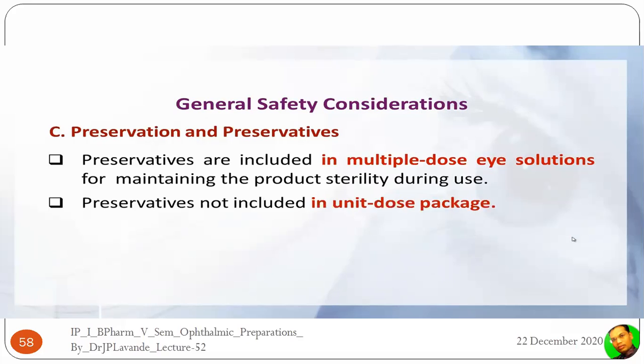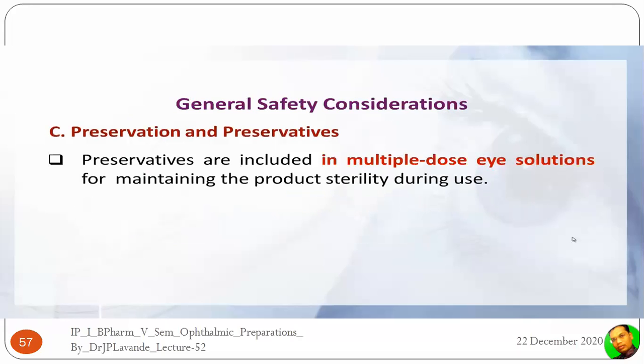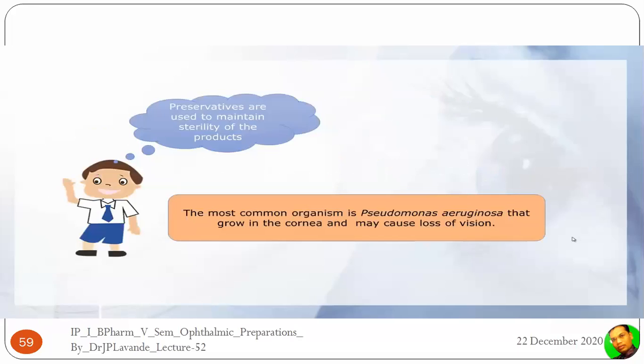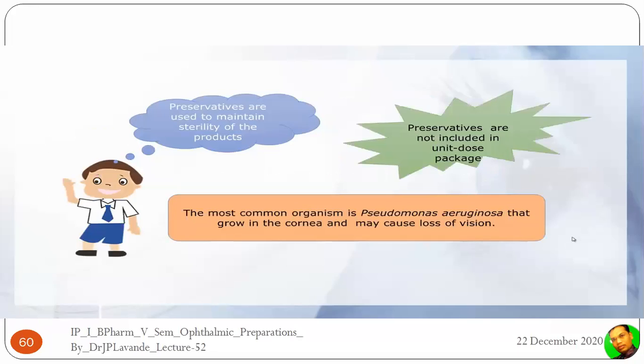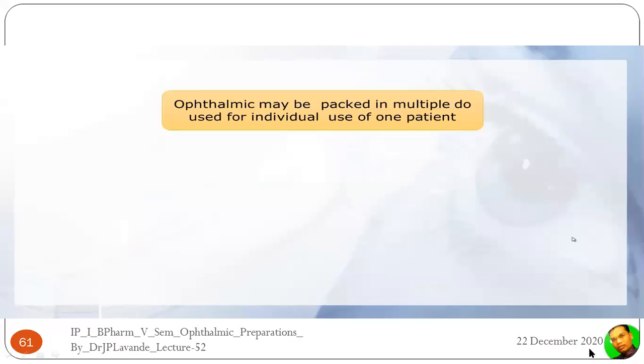Preservatives are not included in the unit dose package, because the preservative may be damaging, may be harmful to the cornea. That's why, in case of the unit dose package, they are not included. Preservatives are used to maintain the sterility of the product, and they are not included in the unit dose package. The most common organism is Pseudomonas aeruginosa, which grows in the cornea and may cause the loss of vision. So that is the reason.